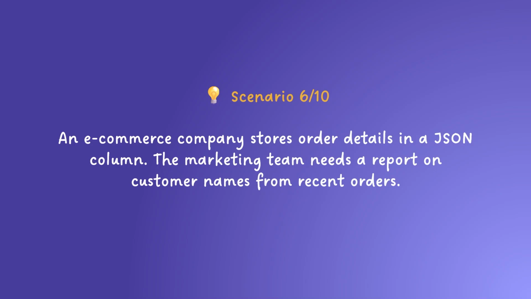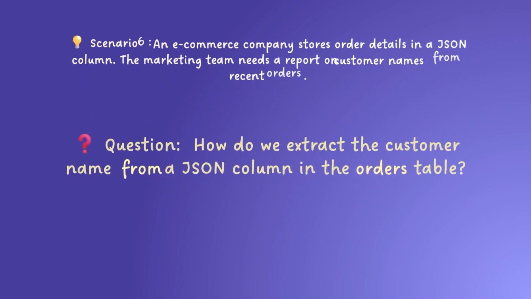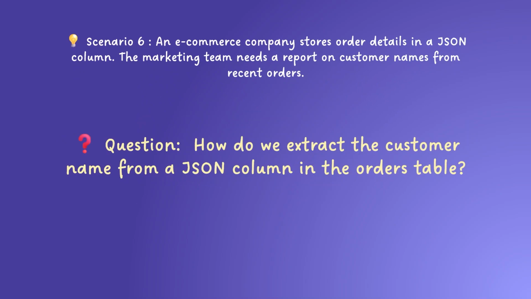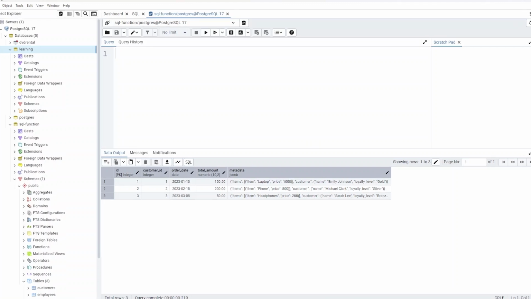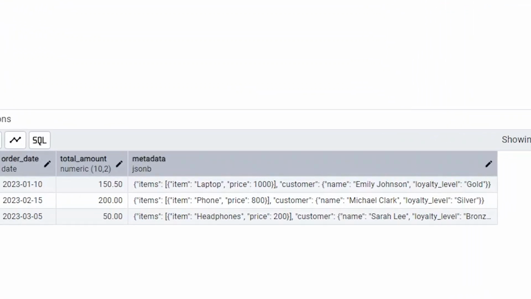The 6th scenario that we have is, an e-commerce company stores order details in a JSON column. The marketing team needs a report on customer names from recent orders. And the question that we have here is, how do we extract the customer name from the JSON column in the orders table? Now, if you look at the table that we have, in the orders table we have order ID, customer ID, order date, total amount, and metadata.